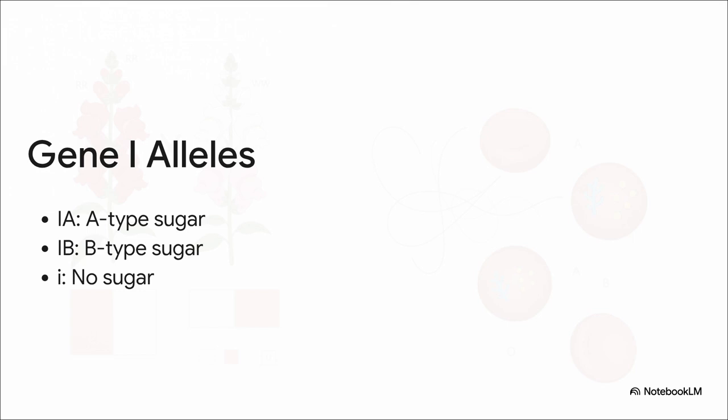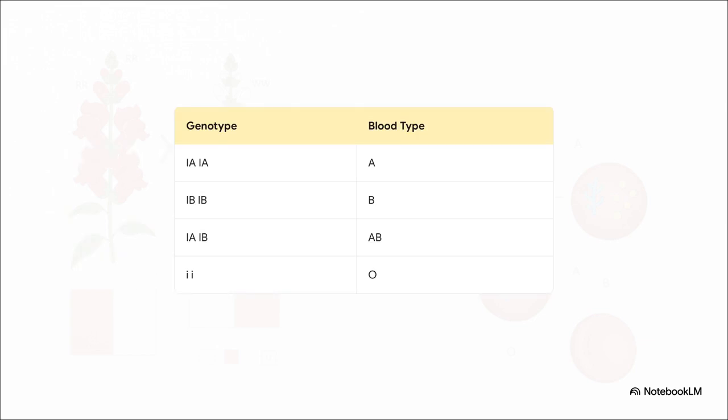Because humans are diploid, each person only carries two of these three alleles. Now, both IA and IB are completely dominant over that lowercase i. So if you have an IA and an i, your body just makes A sugars. But what happens if you inherit an IA from one parent and an IB from the other? Out of the 6 possible genetic combinations that result in our 4 distinct blood types, let's focus on what happens when a person has that IA and IB genotype.